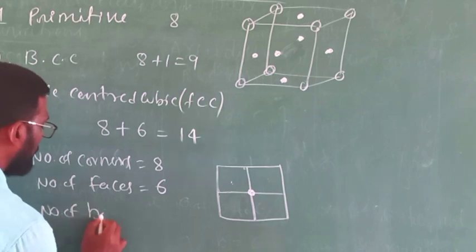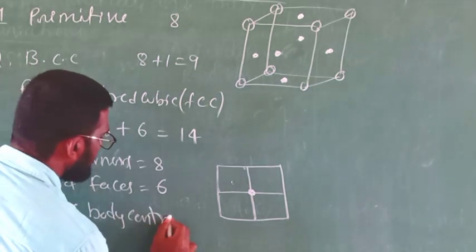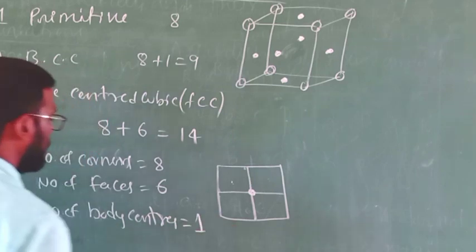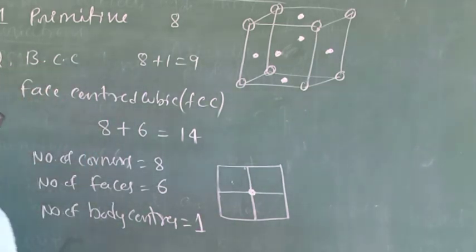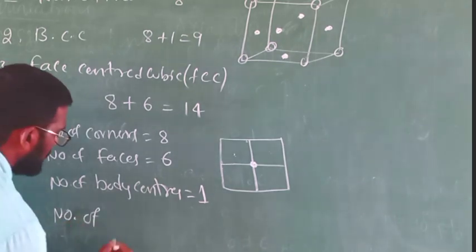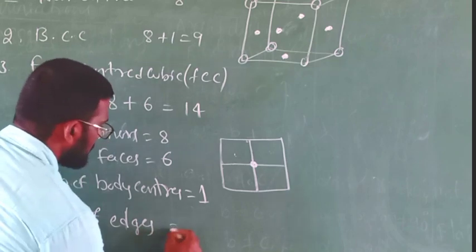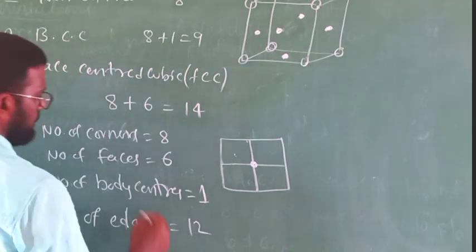Number of body centers: the body center will be only 1, the center of the body. Next, number of edges: there will be 12 edges.